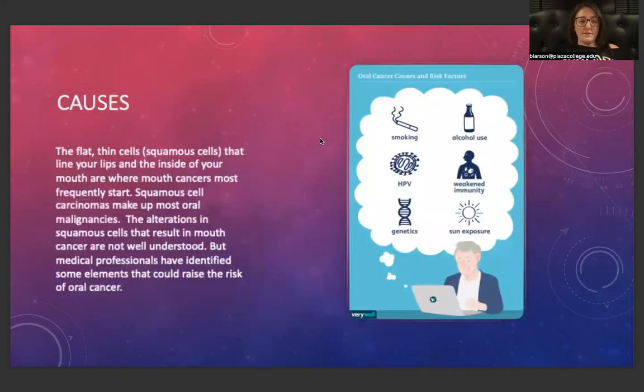The causes would be related to flat, thin cells, which are called squamous cells, that line your lips and the inside of your mouth. It's where cancer most frequently starts. Squamous cell carcinomas make up most oral malignancies. The alterations in squamous cells that result in mouth cancer are not understood, but medical professionals have identified some elements that could raise the risk of oral cancer.